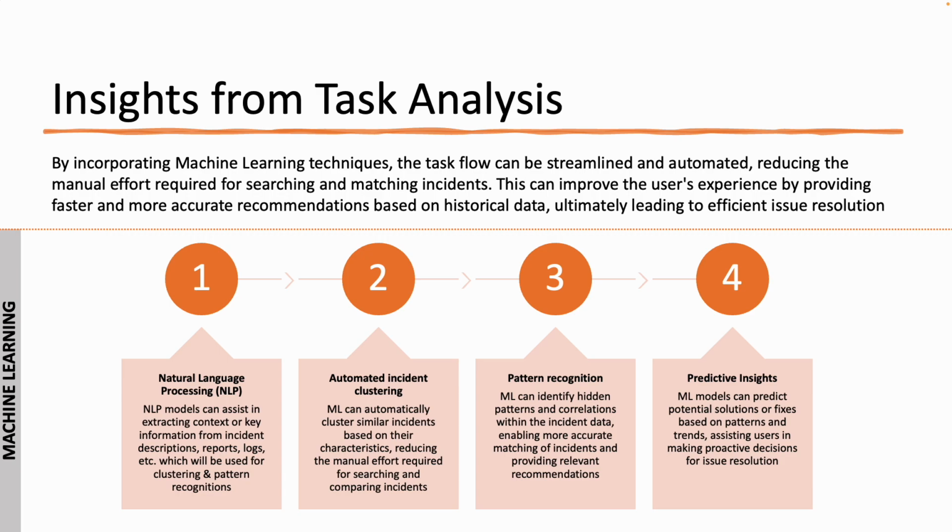Now, first and foremost, we can use natural language processing. Now, NLP can assist in extracting context or key information from incident description, reports, and logs. Now, this context information can be used by machine learning to automate the incident clustering. Now, this will cluster similar incidents based on their characteristics, reducing the manual effort required for searching and comparing incidents. This can also help in identifying the hidden patterns and correlations within the incident data. And finally, the model can predict potential solutions since now we know how the clusters are created and we also see the patterns.